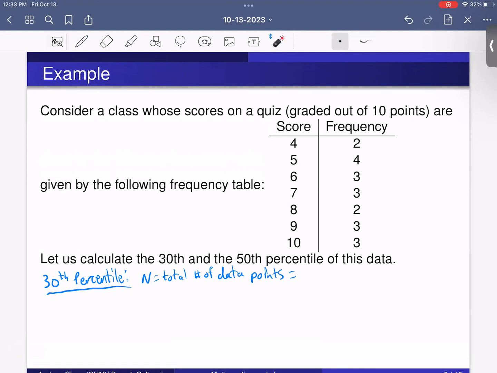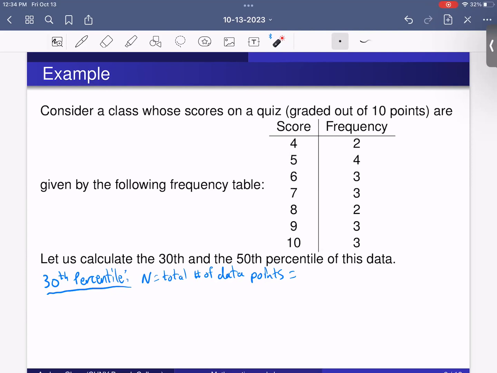And so what is that in this case? How many total data points are there in this data set? It's a question of how you can read frequency tables. 1, 2, 3, 4, 5, 6, 7. There are not 7 data points. There are 7 categories, seven numerical data results, but that's not the number of data points, right? Each student is a data point.